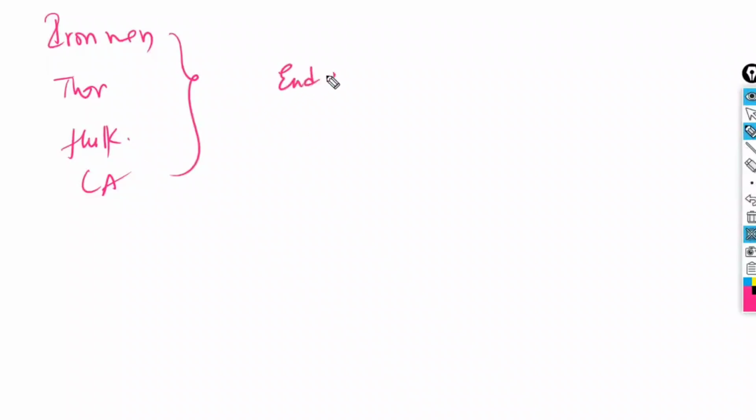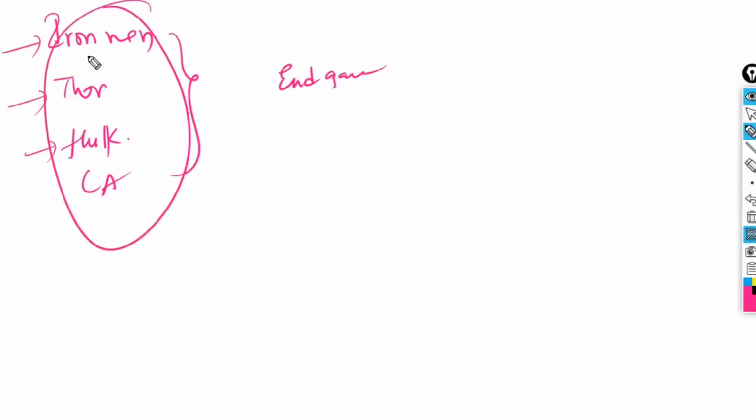Everyone knows Iron Man, Avengers. Iron Man separately is a superhero. This is a single model. Thor is a superhero, separate. Hulk is a superhero. Captain America is a superhero. Individually, everyone is very good. We have seen separate series also for that. But in Avengers Endgame, that last series, these individual superheroes are not sufficient. Now everyone has combined.